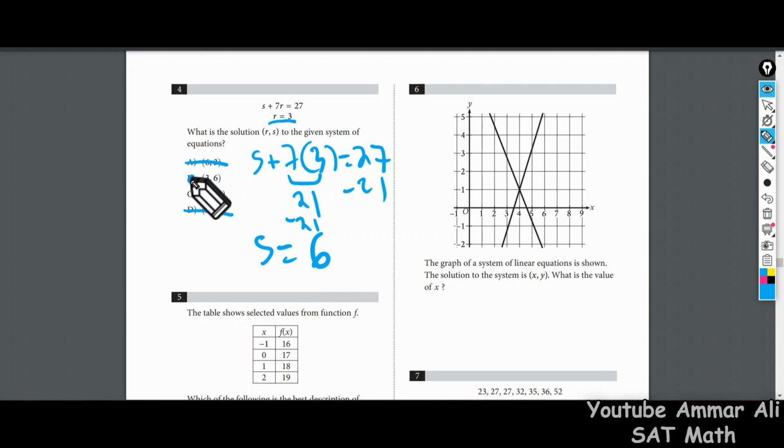So that's how you do this one. Pretty straightforward. Just have to remember systems of equations, and you kind of just have to plug it in, right? Just plug in R where you saw R in the other equation, and then that is how you got the solution, okay?